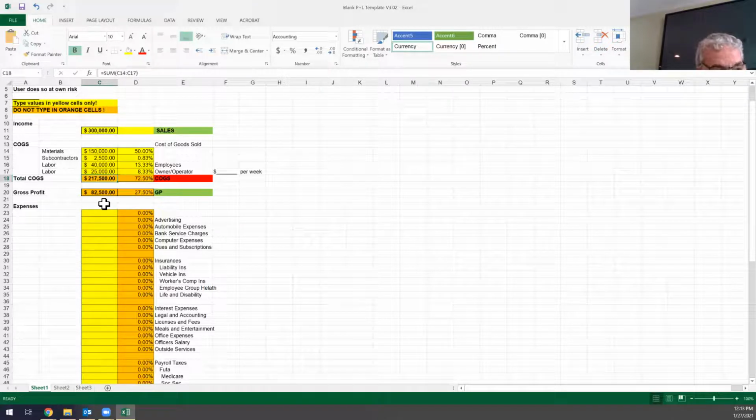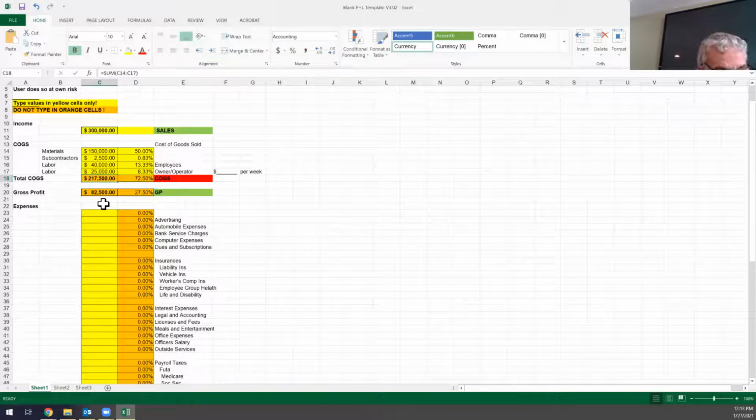So there's 27 cents left over to pay everything else. So in this scenario with $300,000, you have a gross profit of 27.5%. That looks pretty good, especially since you got paid above the line. So you've got 82.5 for the business to be in business.